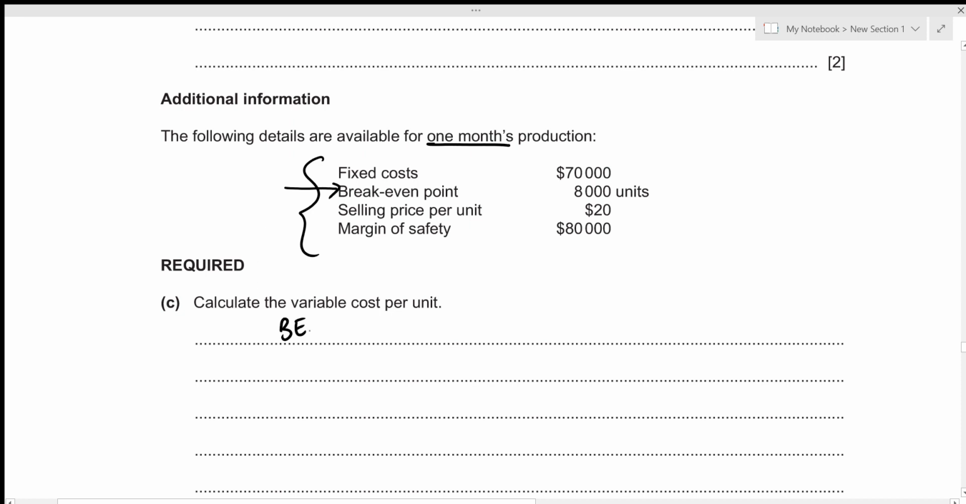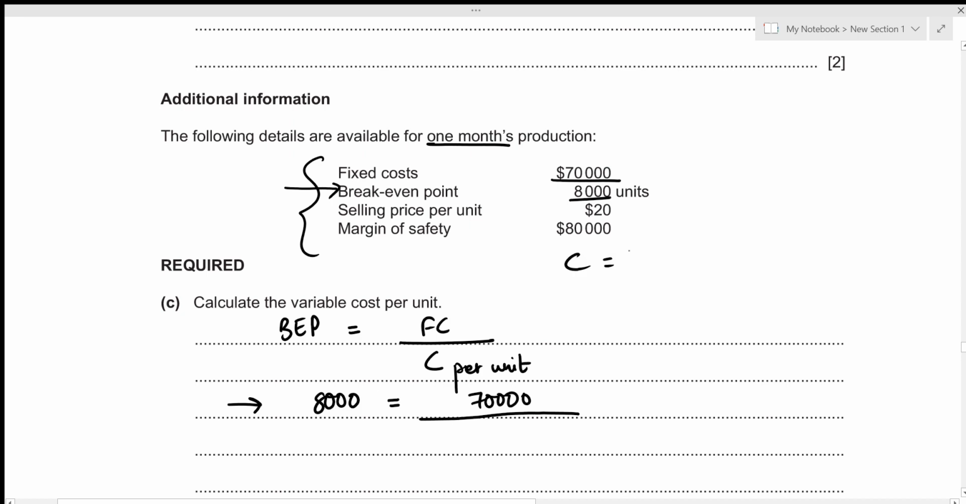So we know that break-even point is just the fixed cost divided by contribution per unit, right? And we are told that the break-even point is 8,000 units. So that's 8,000 equals, and we are told that the fixed cost is 70,000. So that's 70,000. And we know that the contribution per unit is just the sales price minus the variable cost, right? And we are given the selling price per unit to be 20. So we can just write our contribution as 20 minus variable cost, right? So now this is a very simple equation through which we can figure out our variable cost.